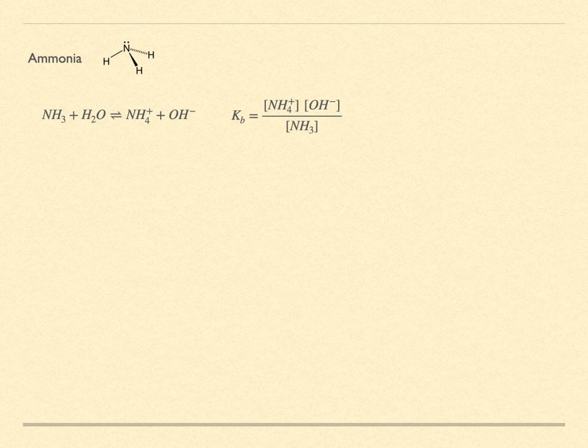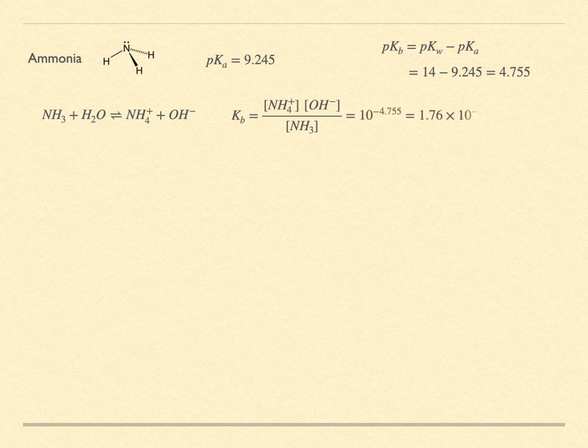In order to simplify the tables, authors commonly report just the Ka or pKa for the conjugate acid form of what is being tabulated. So under ammonia, we find pKa equals 9.245. But this is for the conjugate acid ammonium ion, NH4+. But remember our equation? Ka times Kb equals Kw, or pKa plus pKb equals pKw. So we can quickly find pKb for ammonia as 14 minus 9.245 equals 4.755. And it is easy to turn this into Kb. Just take 10 raised to the minus 4.755, which is 1.76 times 10 to the minus 5.